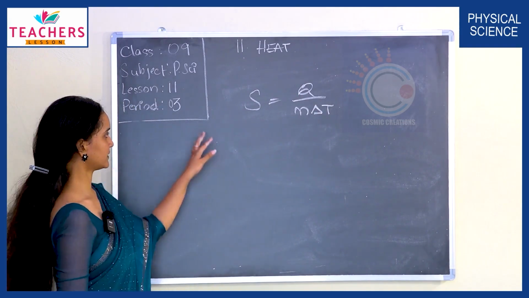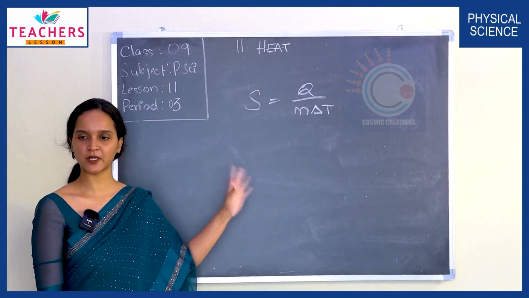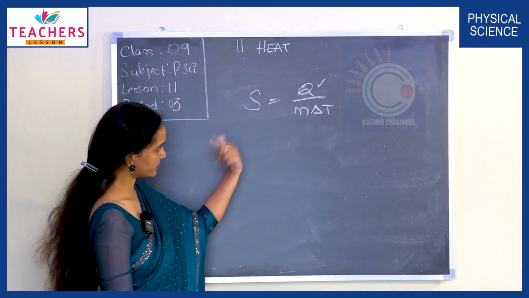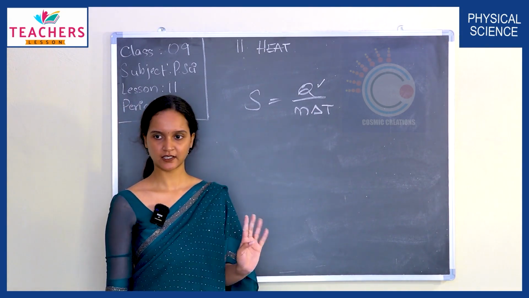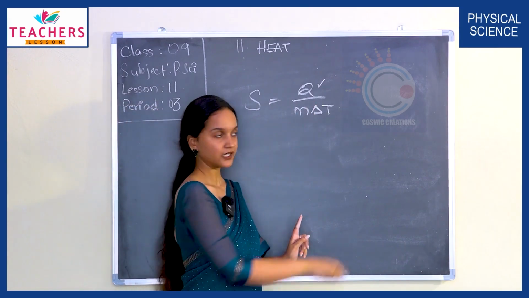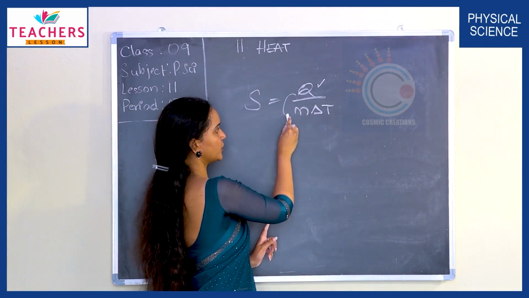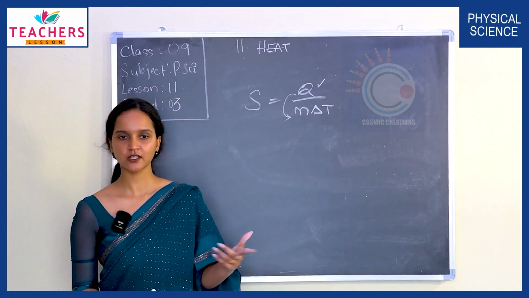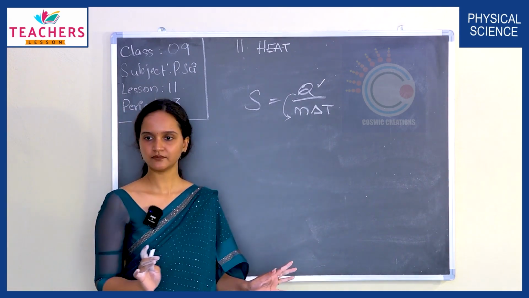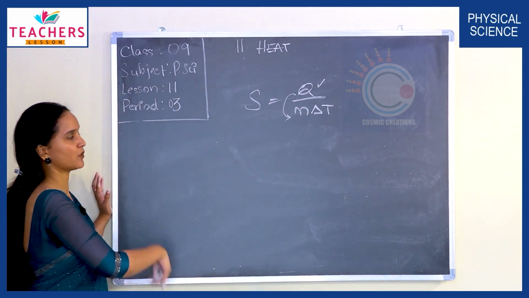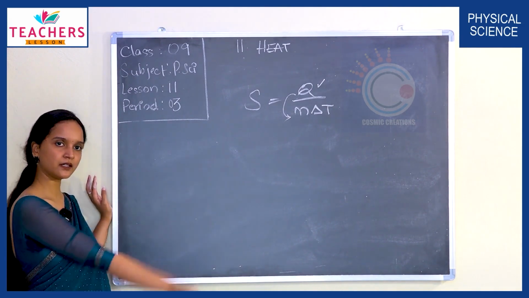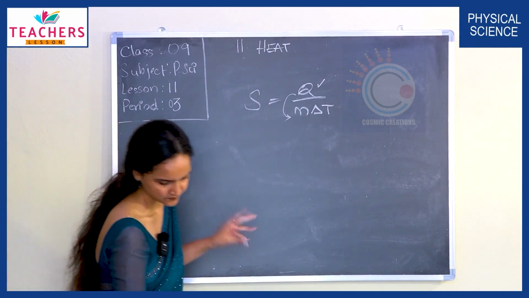Now, using this equation, we can define the specific heat. What is this? Heat Q, which is divided by mass and delta T. So, specific heat can be defined as the amount of heat energy required per unit mass of any substance to raise its temperature by a unit. So, that means specific heat is the amount of heat energy required to raise unit temperature for unit mass.